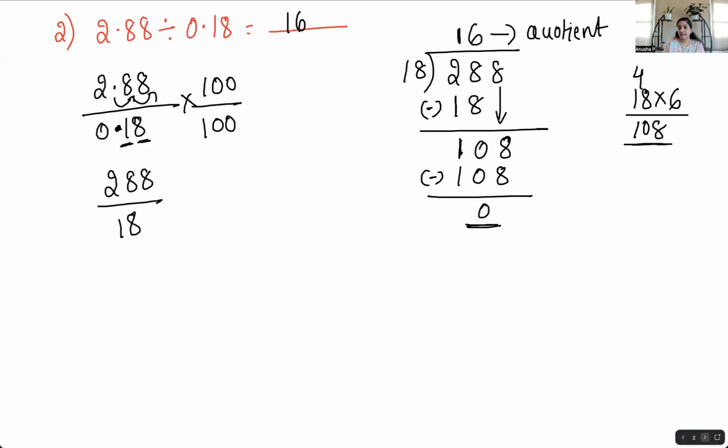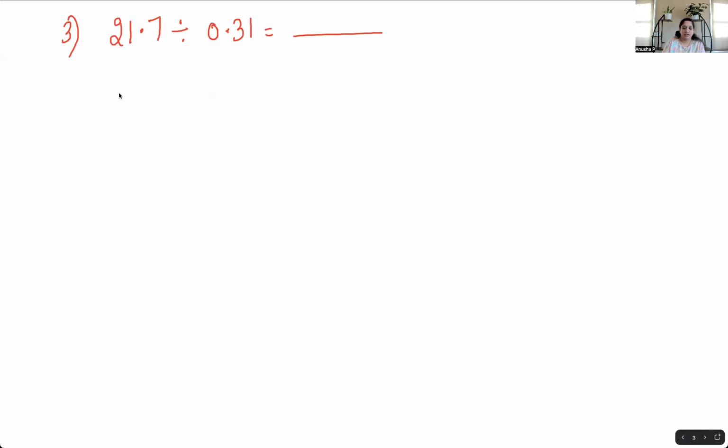Now we are going to the third example, which is 21.7 divided by 0.31. In the divisor, that is nothing but what you wrote in the denominator. After the decimal point, we have two digits, 3 and 1. So we are multiplying by 100 on the top and 100 on the bottom.